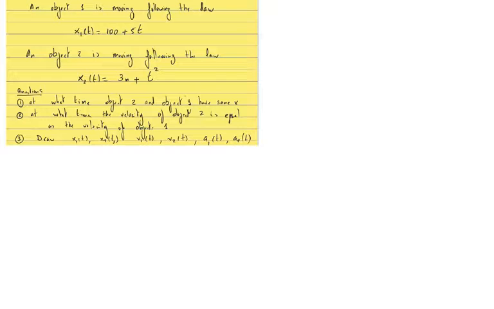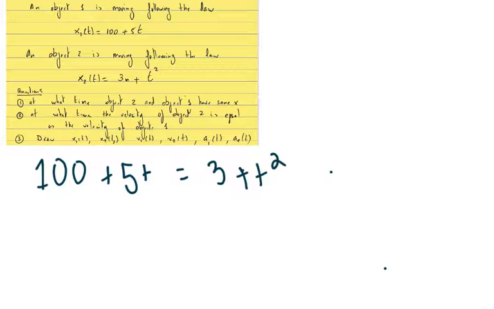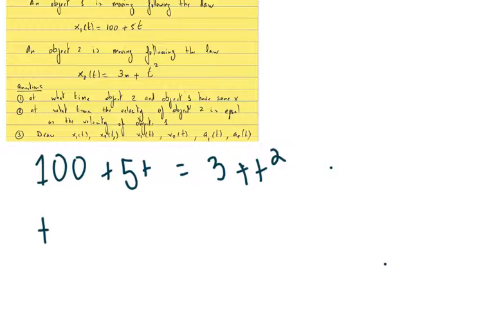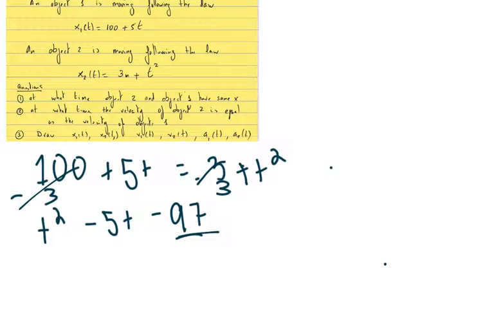So the first thing we need to do is write out 100 plus 5t equals 3, disregarding the m, plus 2t squared. After doing that, we have to use algebra and combine like terms, which would equal t squared minus 5t minus 97, and this 97 I got from subtracting 3 from 100. And we make it equal to 0.